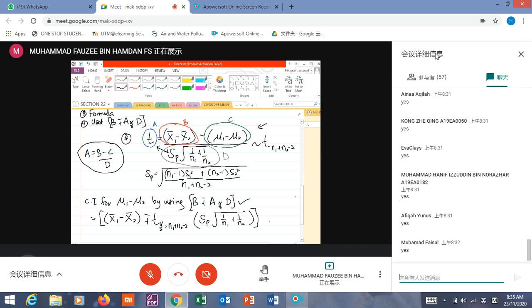Any question? How to construct the confidence interval? When we solve for minus, you get the lower limit. When you solve for the plus, you will get the upper limit. Any question before we move on?